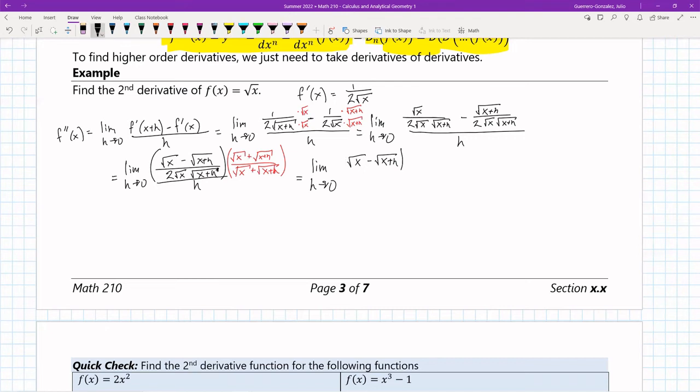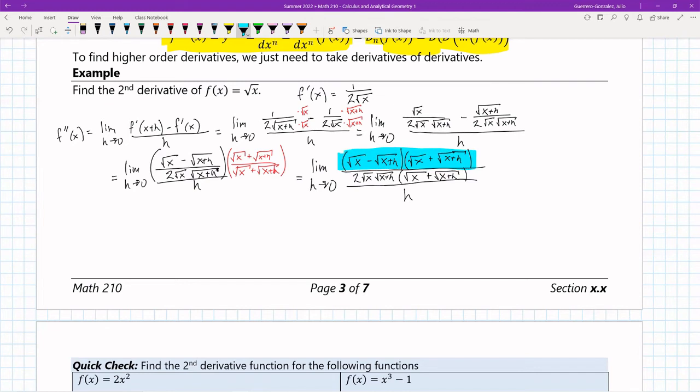Let me clean that up a little bit. Square root of x plus square root of x plus h. Extend that a little farther. There we go, all over 2 square root x square root x plus h, times the square root of x plus the square root of x plus h, all over h. So this is the part that people get in trouble with.